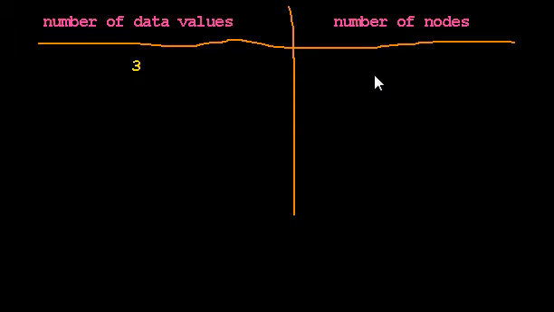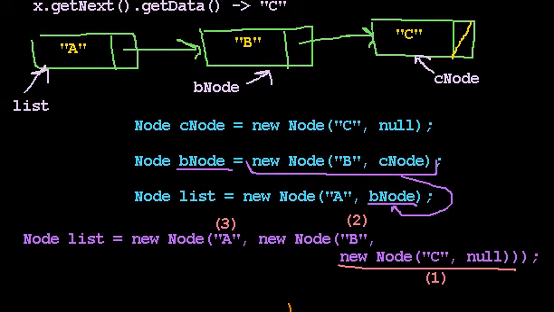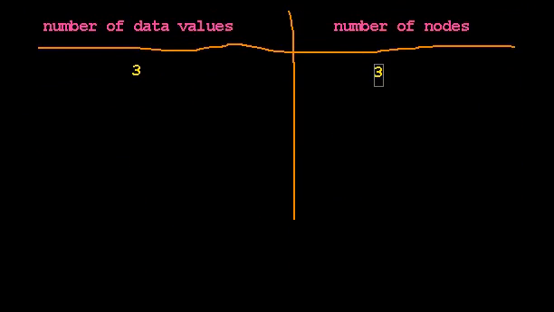How many nodes do I need to store 3 data values? Well, I need 3 nodes, right? Obviously, I had 3 data values and I had 3 nodes, 1 node for each data value. No problem. Okay, I didn't trick you there. How about if I had 2 data values? How many nodes will I need to store 2 different data values? Or maybe 2 of the same data value? Well, 2, right? A linked list with 2 nodes.